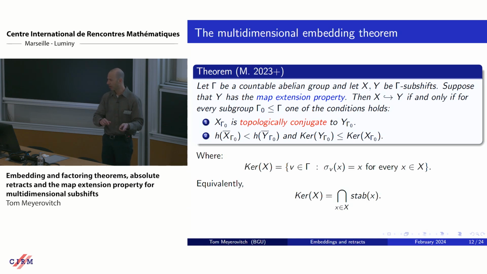I'll say what this means. So the kernel of a subshift, or in general, the kernel of an action, is the set of elements of the group which act trivially on everything.